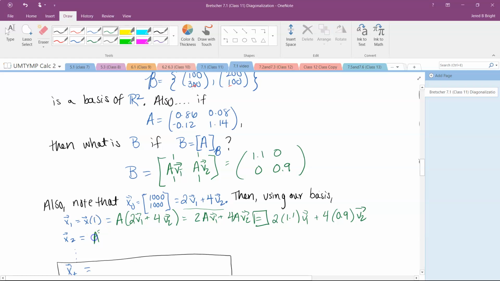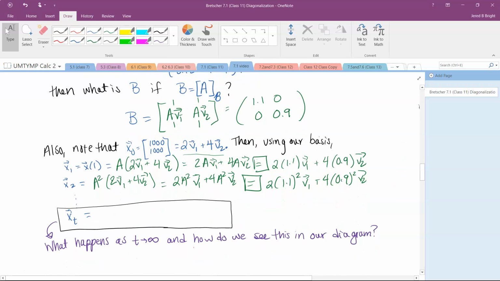x2 is going to be A squared applied to our initial state vector, 2v1 plus 4v2. So again, 2 A squared v1 plus 4 A squared v2, and now here this is my claim, prove it later. This is going to be 2 times 1.1 squared v1 plus 4 times 0.9 squared v2. So based on these two, I might conjecture, at least for now, again we'll prove it later, that x of t could be represented as 2 times 1.1 to the t power v1 plus 4 times 0.9 to the t power v2, and this is all assuming that we start with our initial population of 1000, 1000.